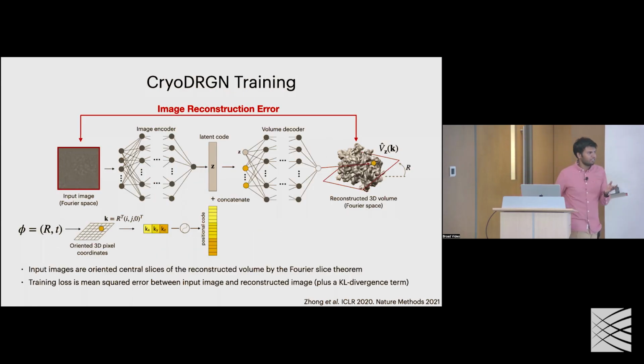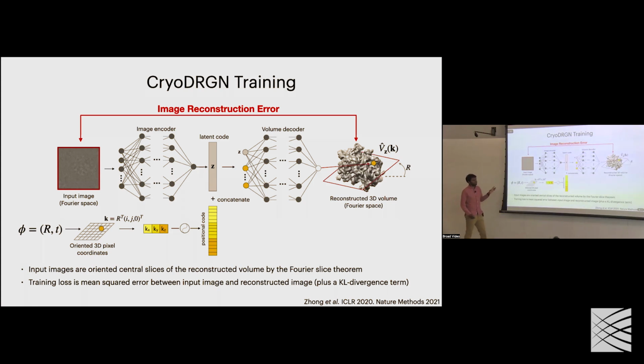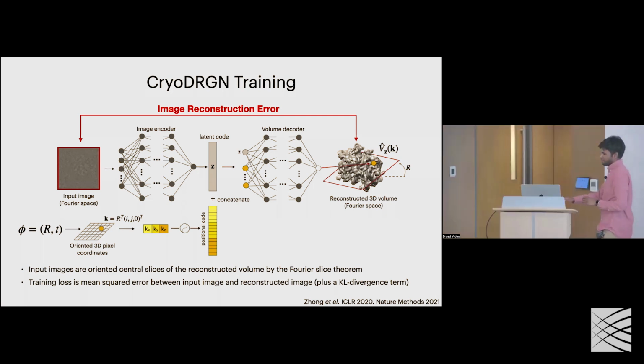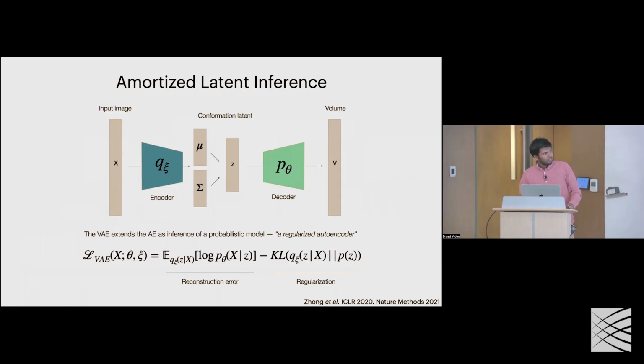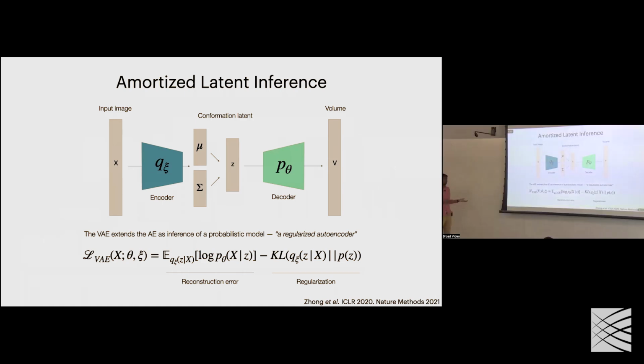Okay, the main takeaway here, I think, is that this is a really expressive model, especially for continuous heterogeneity, right? We're not optimizing multiple discrete voxel grids. We're essentially mapping each image to this continuous space of conformations and then using that to decode a continuous distribution of volumes.